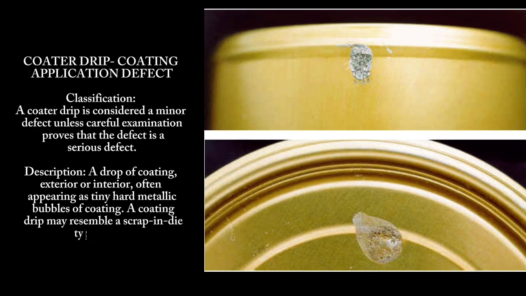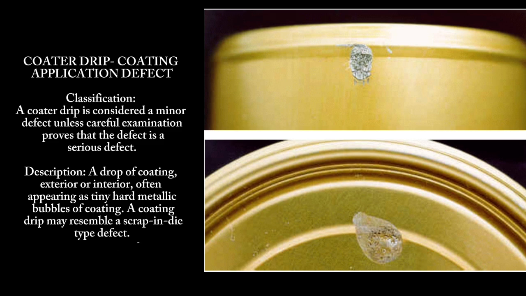Next is coater drip under coating application defects. It is a defect that occurs during the coating process of metal plates used in can manufacturing. It appears as a small drop or splash of coating either on the interior or exterior surface of the plate, and often looks like a tiny, hard bubble or blister of dried coating material. In some cases, it may resemble a scrap in die defect due to its shape and raised appearance.